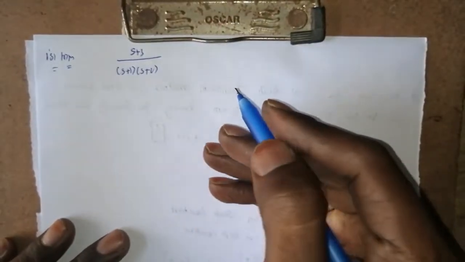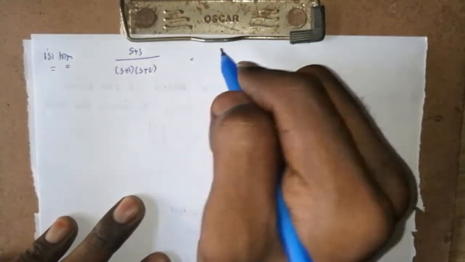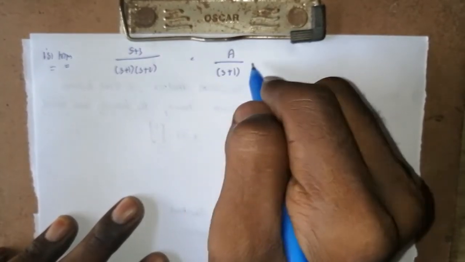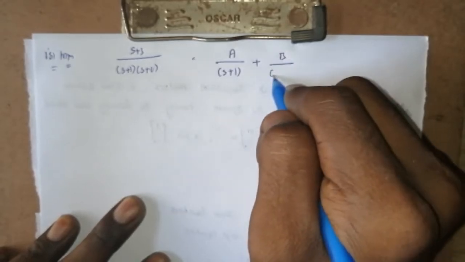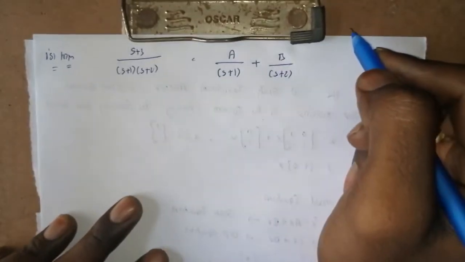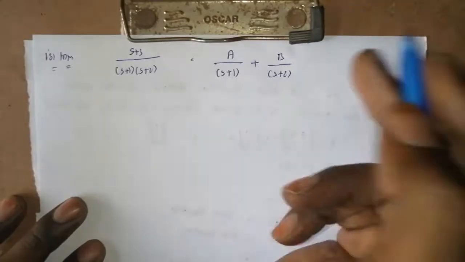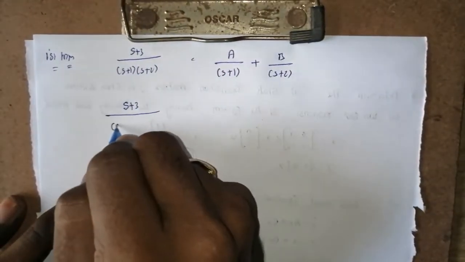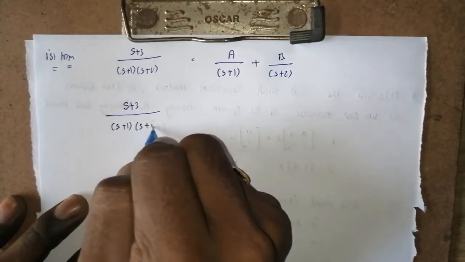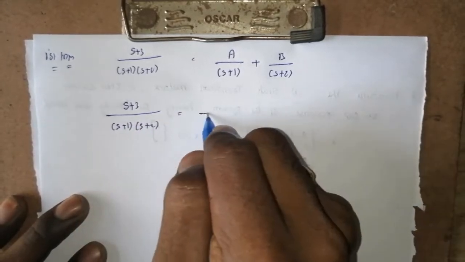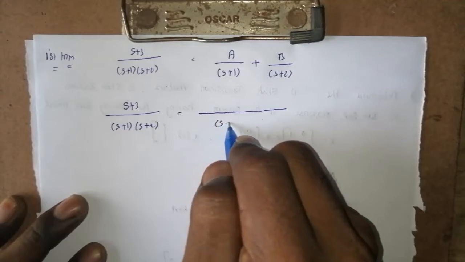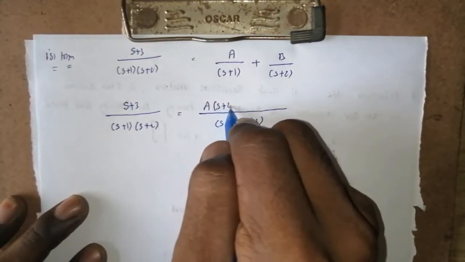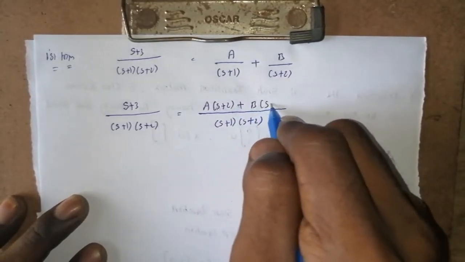If we want to apply partial fractions here, we have to separate it into two terms: A/(s+1) plus B/(s+2). So here we have to find the A and B values. From this equation we can simplify. We can write (s+3)/((s+1)(s+2)). On the right side the LCM is (s+1)(s+2), and the numerator will be A(s+2) plus B(s+1).